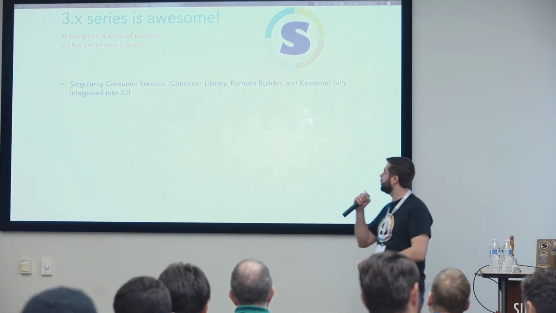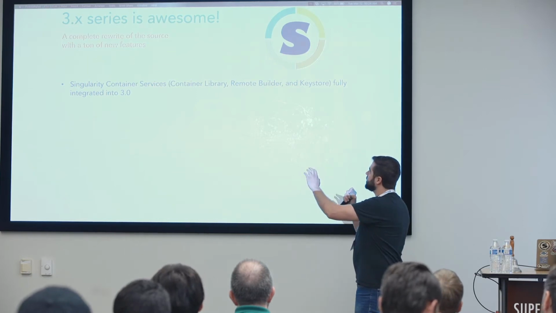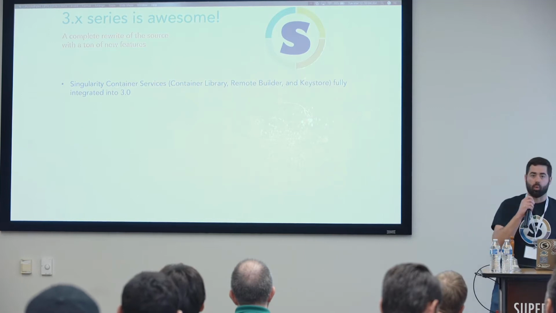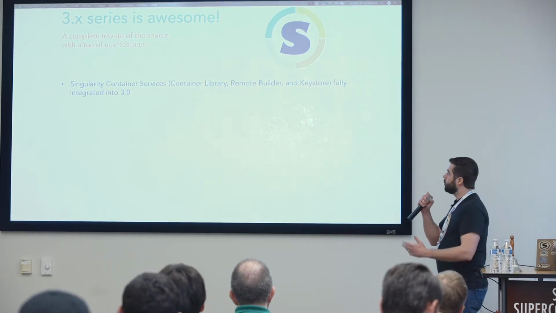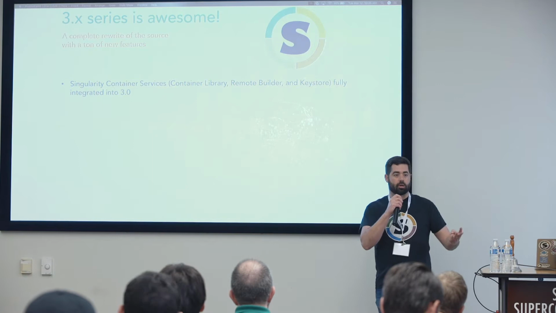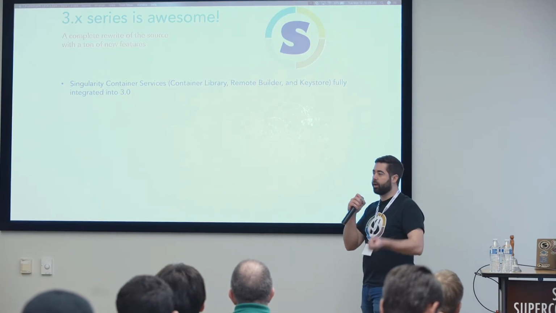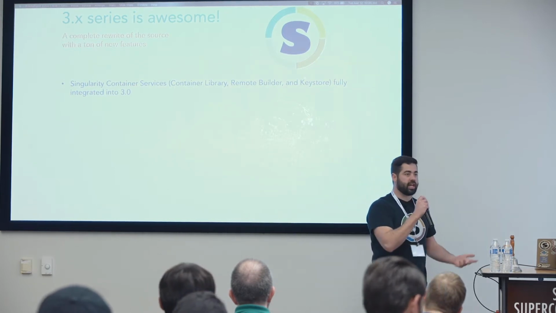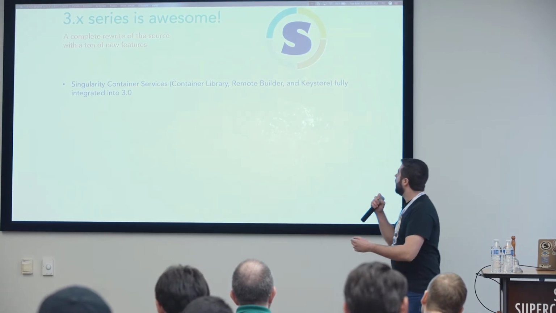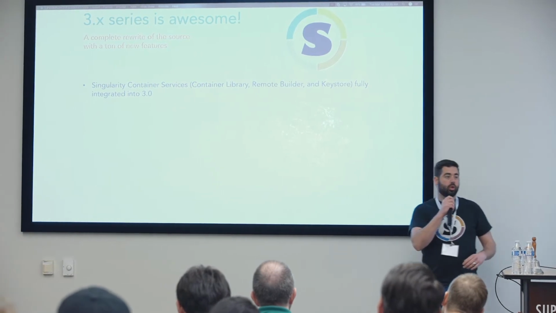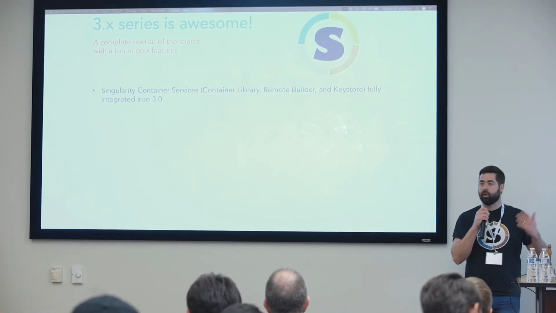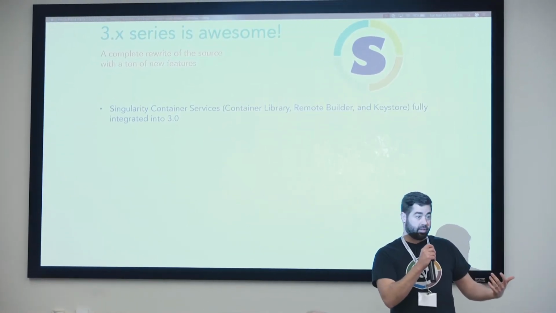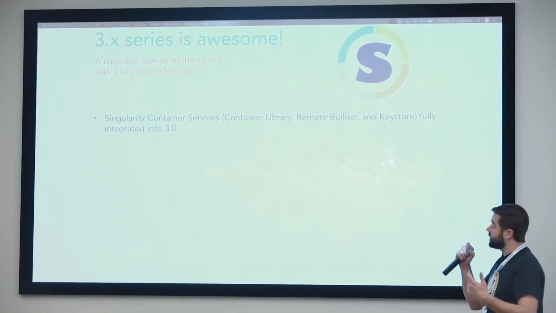One of these I'm going to be talking about a little bit is the Singularity Container Services, SCS. This is something that Sylabs put out with 3.0. We're very proud of that. It's got three different parts. The first of those is the container library. This is a place to host your containers, to download others' containers, to distribute them. The second is the remote builder. So you can now build Singularity containers using Sylabs infrastructure without having root. And the third is the Keystore.